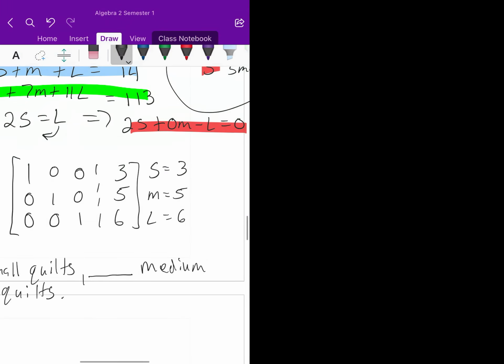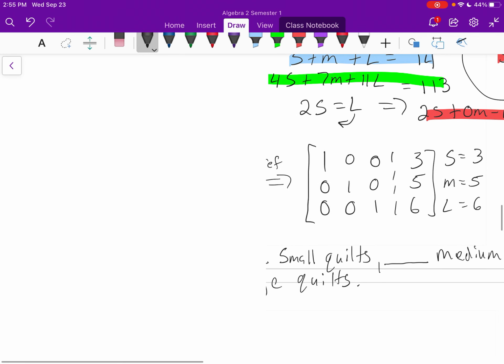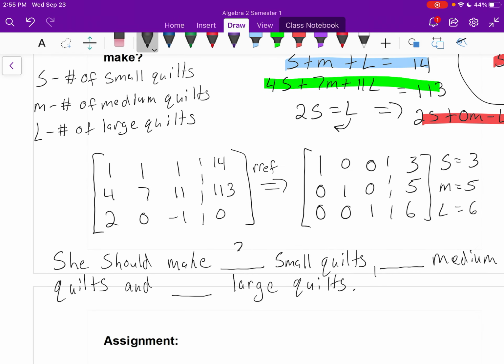She made 3 small quilts, 5 medium, and 6 large. Now, again, kind of just doing a quick check. She made a total of 14, so 3 plus 5 plus 6, that's 14 total. She made twice as many large as small, so we're looking pretty good there. And then this one would be pretty easy to check, so 4 times 3 plus 5 times 7 plus 6 times 11. Okay, that would end up being 113.